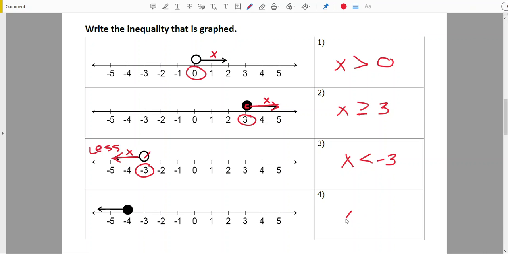And then the last one, x, these are all the numbers for x that are less, so x is less, it's also equal to because it's shaded, and it lies on the -4. So those are your first 4 answers for that one.